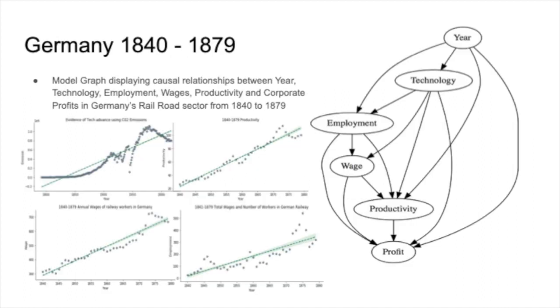When looking at the causal model for Germany from 1840 to 1879, we can see that technology has a causal relationship with employment, wage, productivity, and corporate profits. However, when we look at the graphs, we see that as technology advances, employment, wages, productivity, and profits also all go up. Therefore, we can conclude that our initial hypothesis that technology negatively impacts employment and wages is not true for the first phase of the Industrial Revolution.